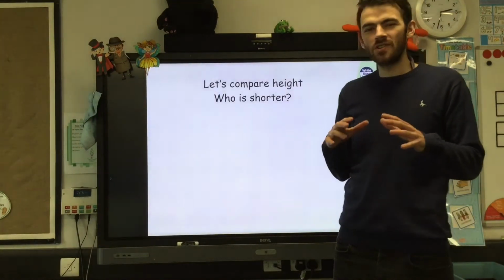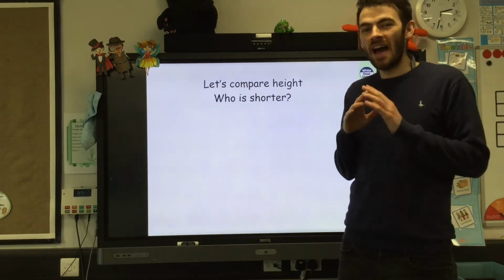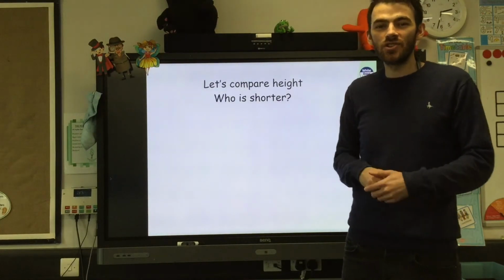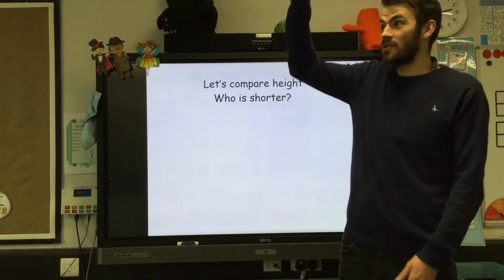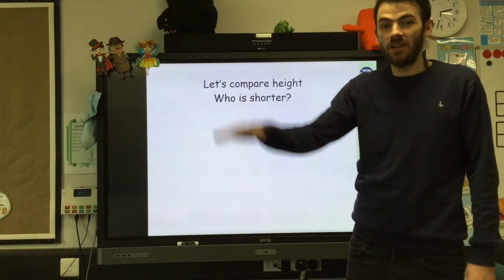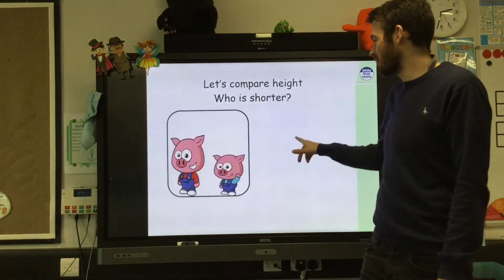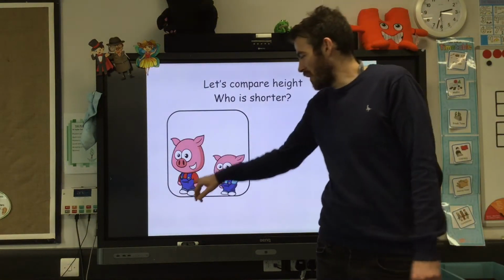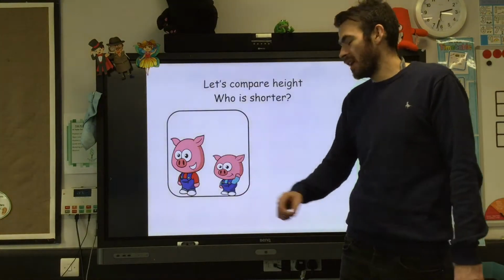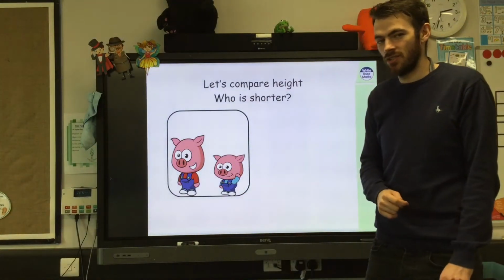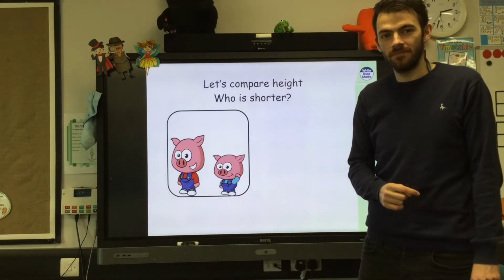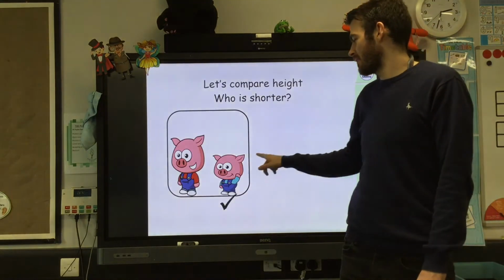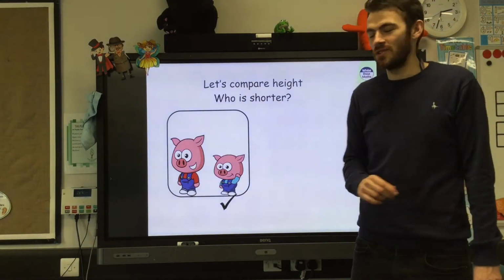So now we're going to compare some more heights. Now remember, height is just another way of saying length, but we usually talk about height being about how tall something is. So we have some pigs here. I want you to decide who is shorter, the pig in the red t-shirt or the pig in the blue t-shirt. Who do you think is shorter? Fantastic, the blue pig is shorter.